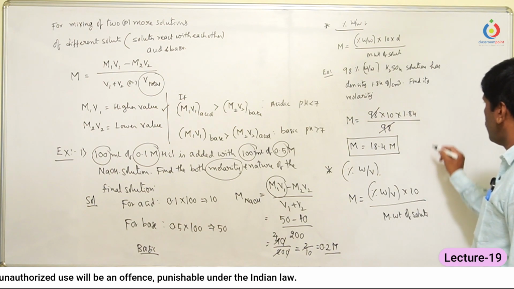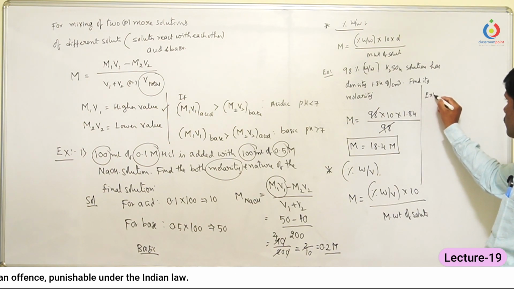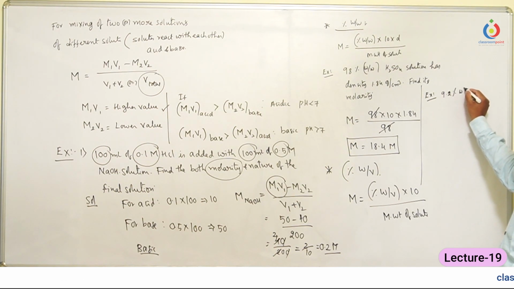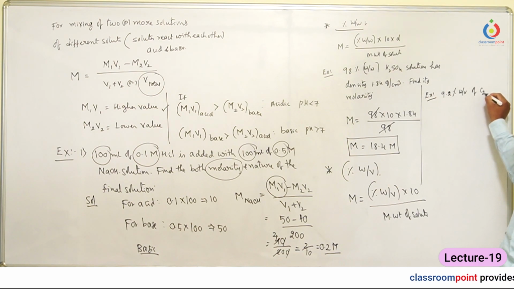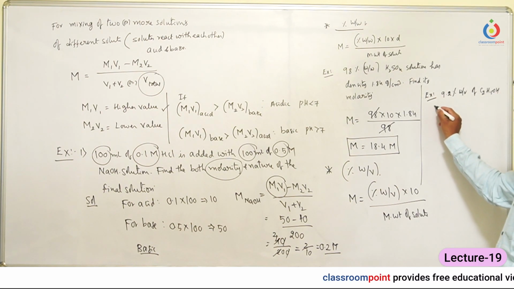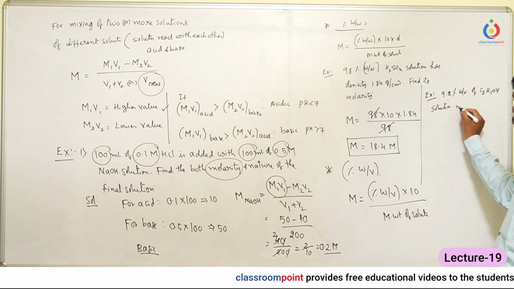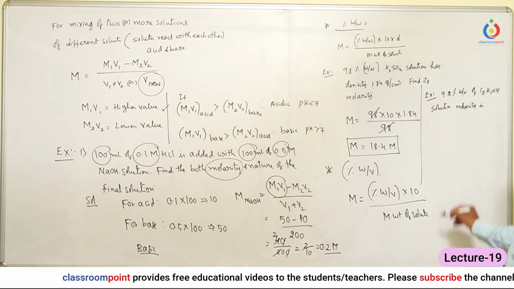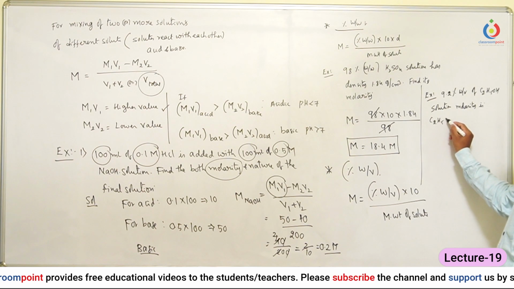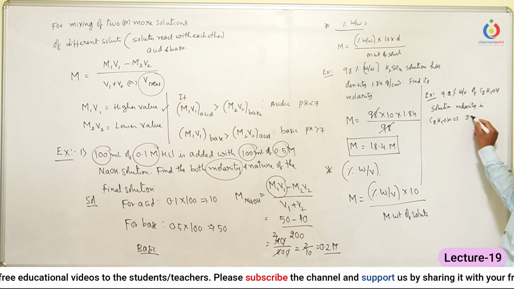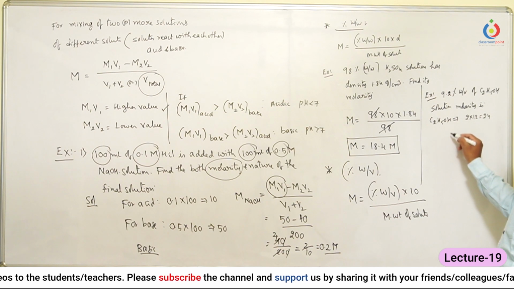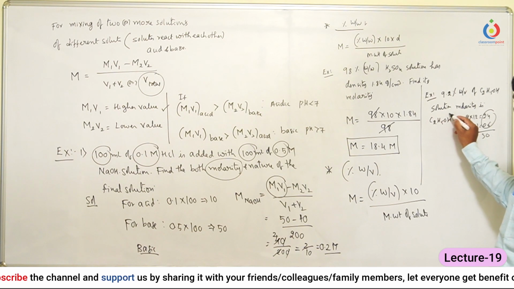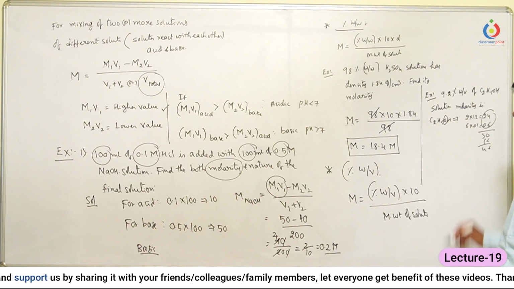So let us take an example here. 9.2% weight by volume of ethyl alcohol solution, what is the molarity? So they are asking molarity. So here ethyl alcohol molecular mass, C2H5OH: 2 carbons are there, 2 into 12 equals 24, and 6 hydrogens are there, 6 into 1 equals 6. So this value equals 30, plus here 16 is there, so that value equals 46.